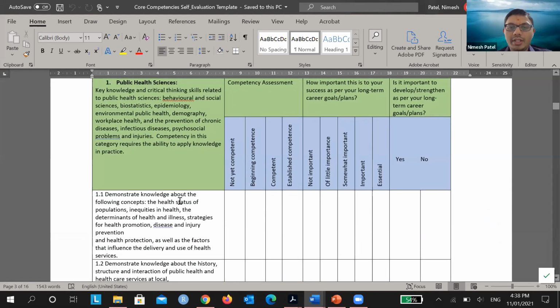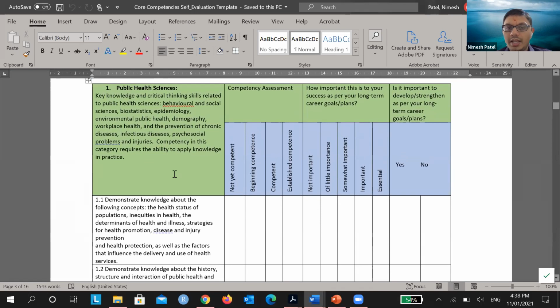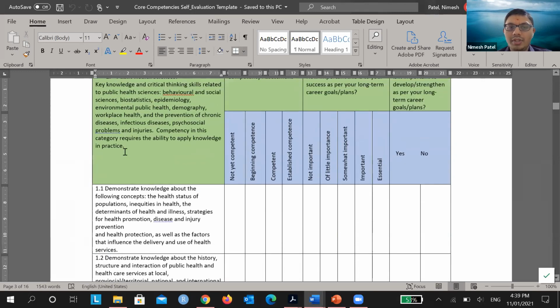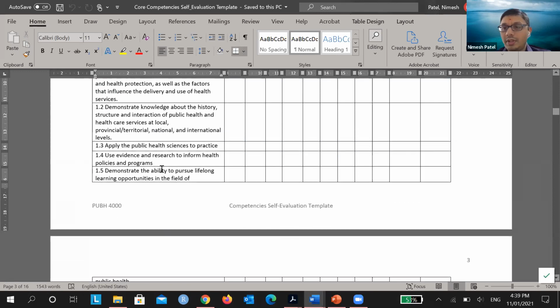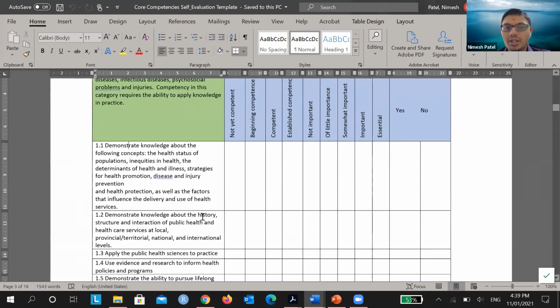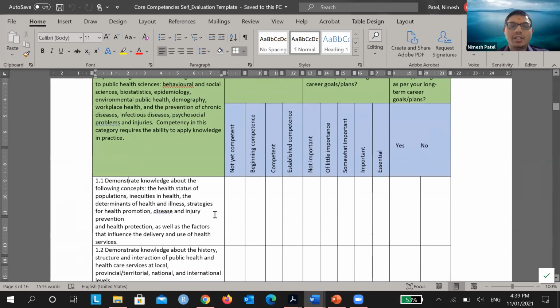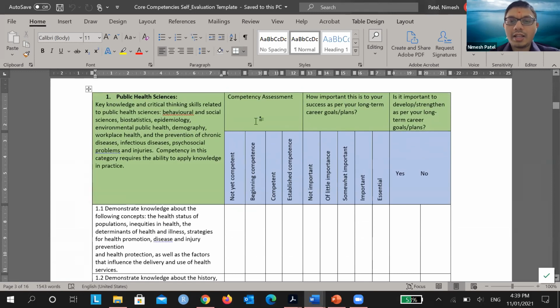For the first core competency, public health science, the description is listed here. 1.1, 1.2, these are the sub-competencies within this competency. So first of all, make sure you know the core competency and the sub-competencies well. Again, I'll include that link on Moodle as a required reading. Make sure you know that, but it's also listed here. What you will be doing for each competency and sub-competency is assessing your competencies. And again, this will be hard. I know that it will be hard sometimes, but it's so important.